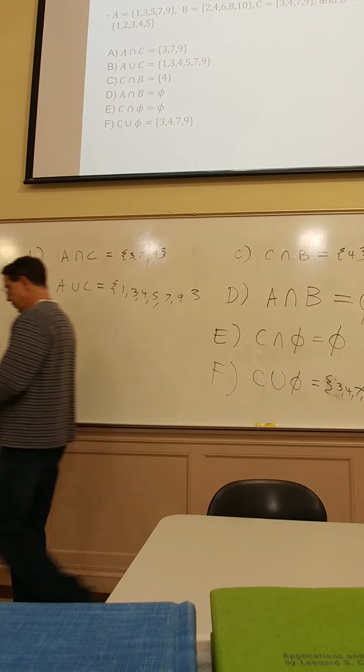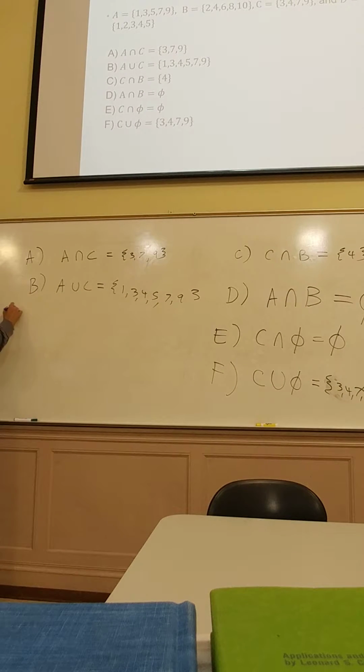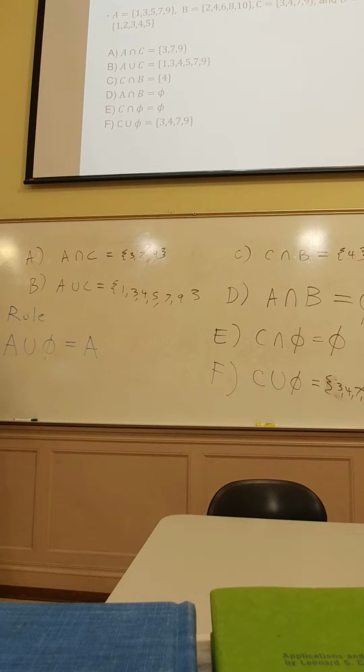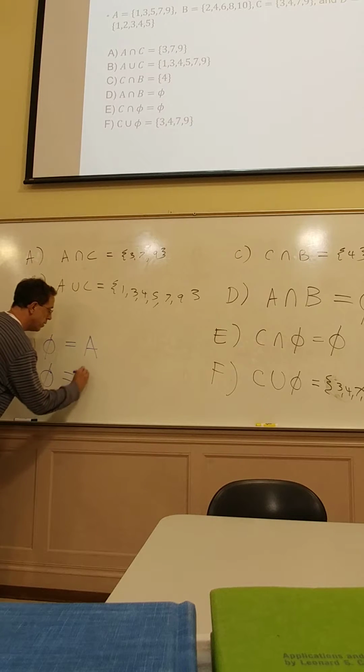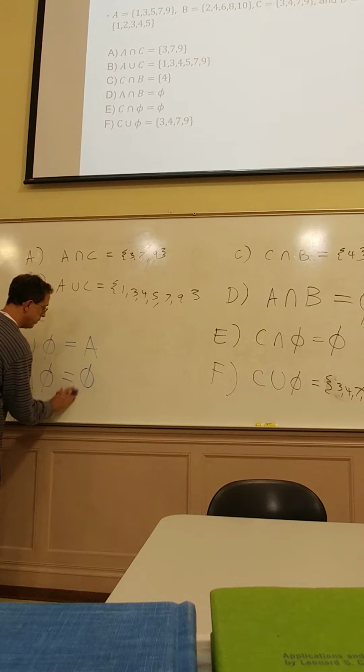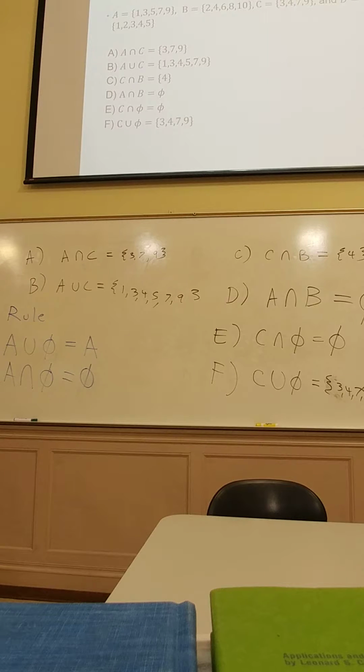So there's actually a rule here. Any set A union with the empty set is the set A back, and the set A intersected with the empty set is the empty set. It's kind of interesting because what you're realizing is sets are taking on properties like numbers.